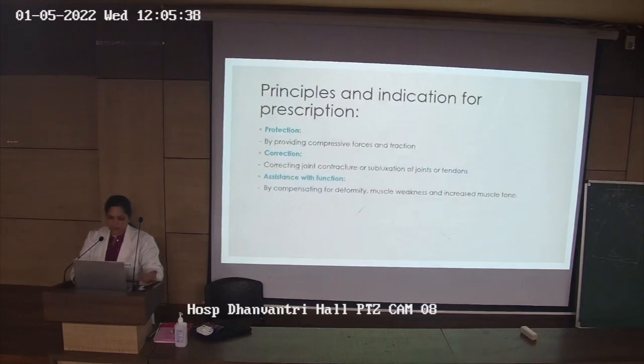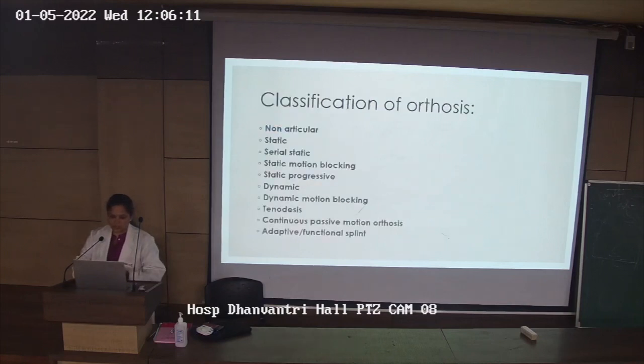Basic principle and indication for prescription of orthosis: there are three basic principles. First is the protection of the particular limb or joint which the orthosis is supporting, by providing compressing forces and traction to the joint or limb. Second is the correction of joint contracture or subluxation of the joint or tendons from the joint. And third is the assistance of function by compensating for the deformity, muscle weakness and increased muscle tone, as we can see in spasticity.